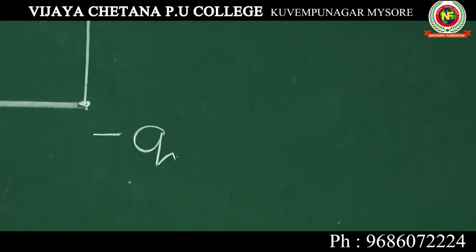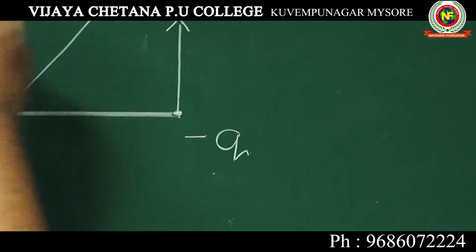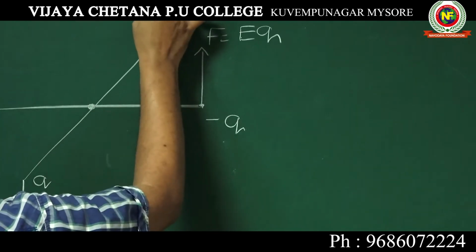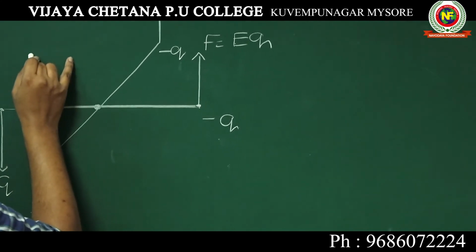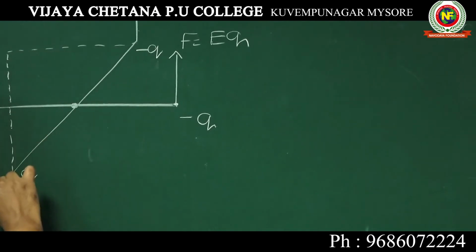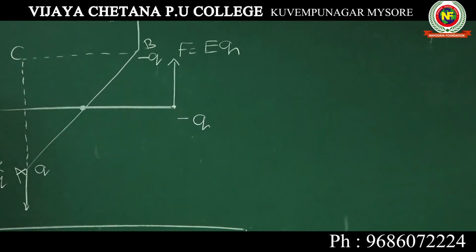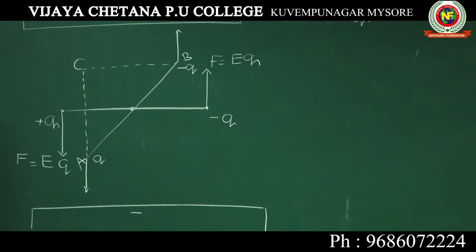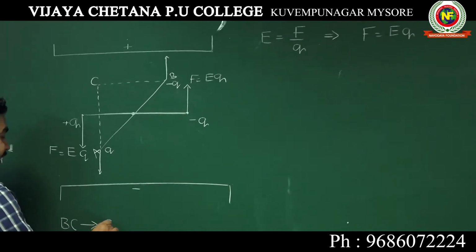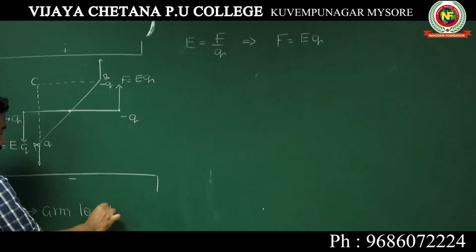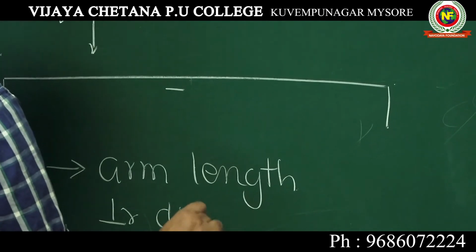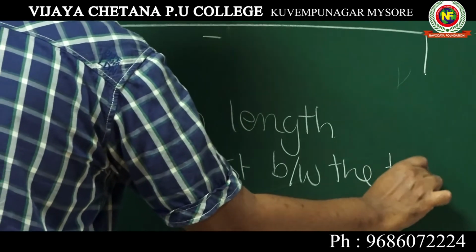Okay. See here. Now after experiencing that torque, it has turned through certain angle. Now minus Q is here, plus Q is here. Forces are acting in these directions. Now in between the line of action of this force and line of action of the other force, the shortest distance be equal to this. Let me call this dipole as AB and this point as C. Now BC is the shortest distance between the line of action of two forces, and BC is here called arm length. That is the perpendicular distance between the two forces. Okay.